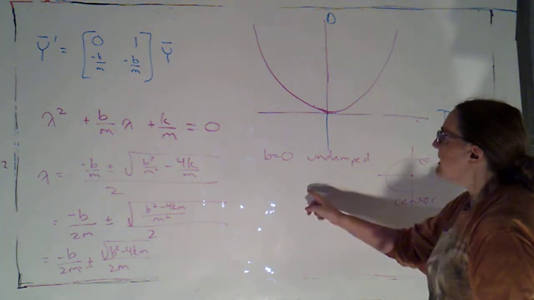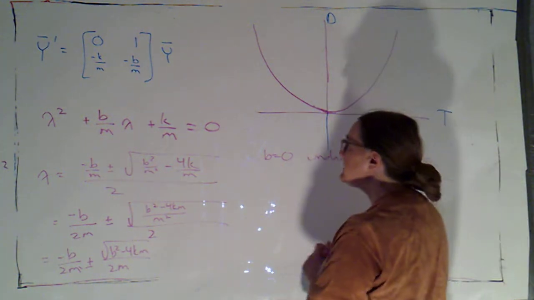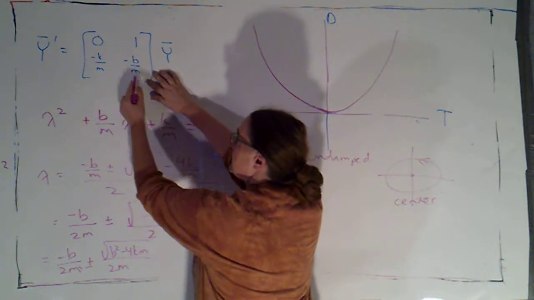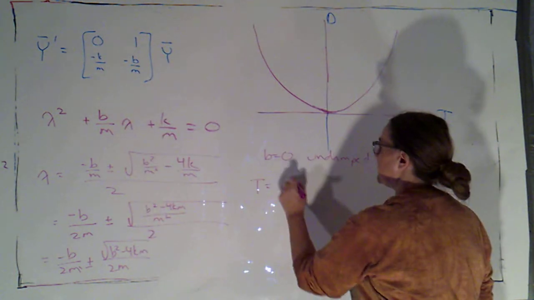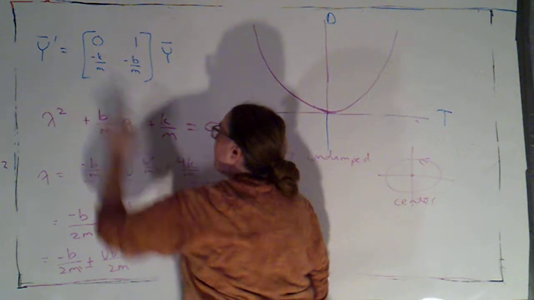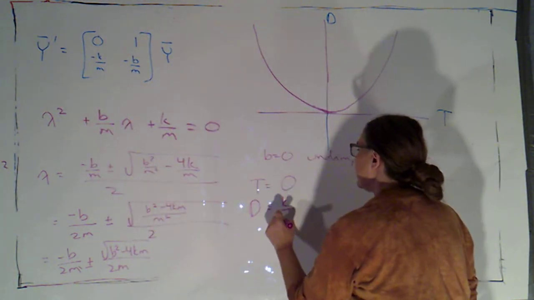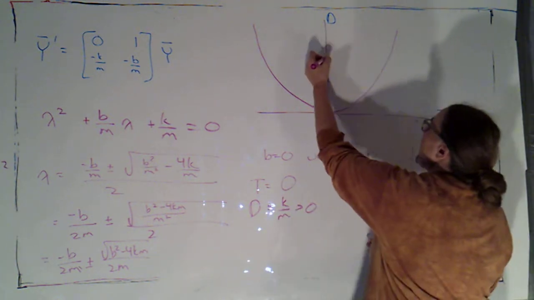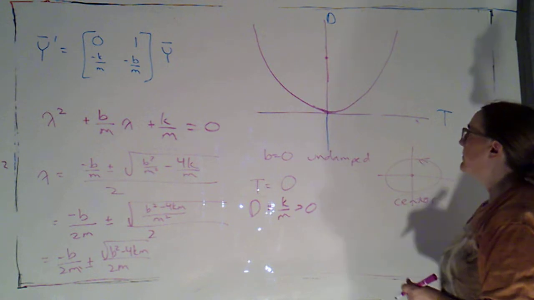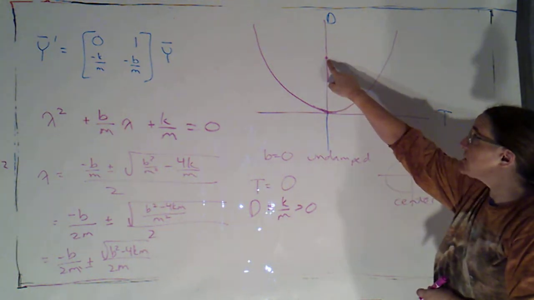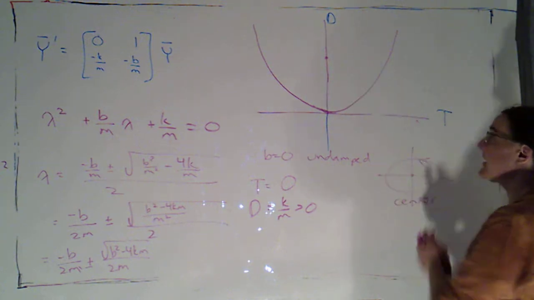Okay. Now, if I take a look, if b is equal to 0, that's going to mean that the trace is 0, because now this is 0, so 0 plus 0 is 0. The determinant, 0 minus a negative k over m, is k over m, which is positive. So t is 0, d is positive, that puts us somewhere here. And if we look back at our previous work, that does actually correspond to where we were going to have a center.